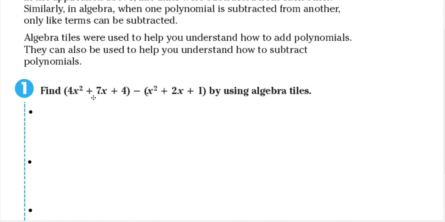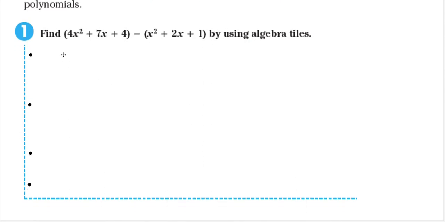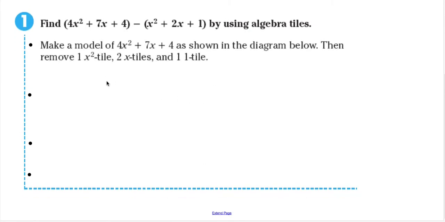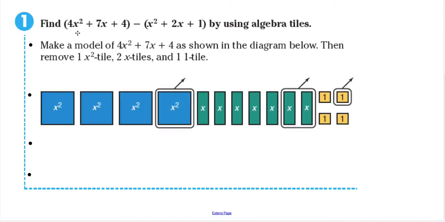We want to find 4x squared plus 7x plus 4, and we want to subtract the polynomial x squared plus 2x plus 1 using algebra tiles. Let's first make a model of 4x squared plus 7x plus 4. The diagram below is going to be shown in a few seconds. So this is our diagram: 4x squared plus 7x plus 4. There you go, 4x squared, 7x plus 4.